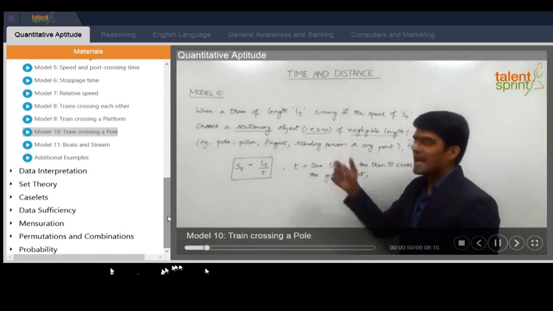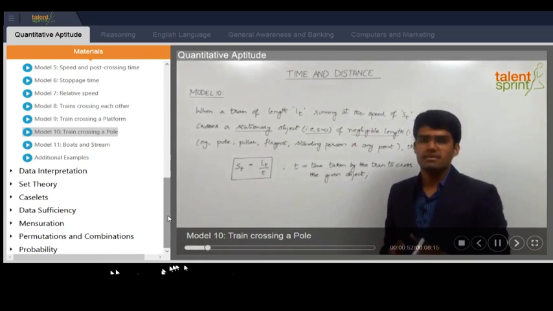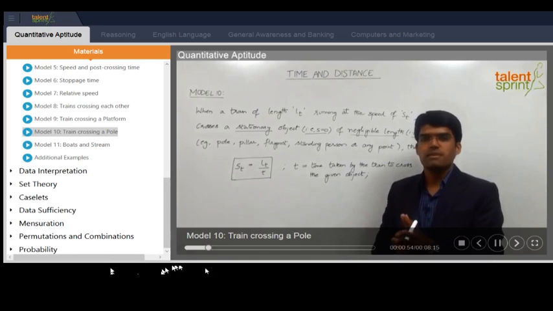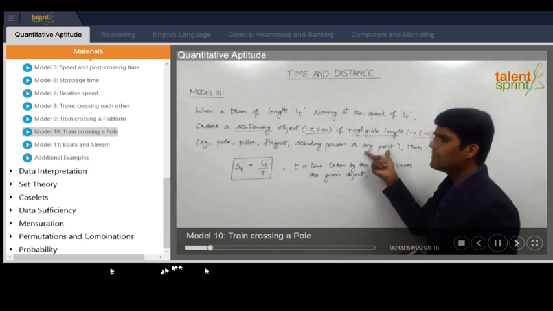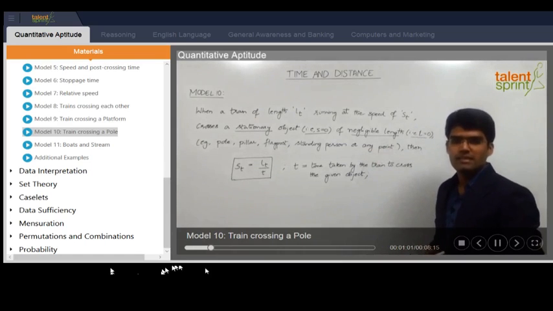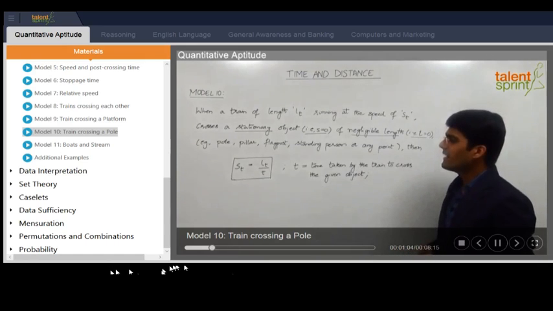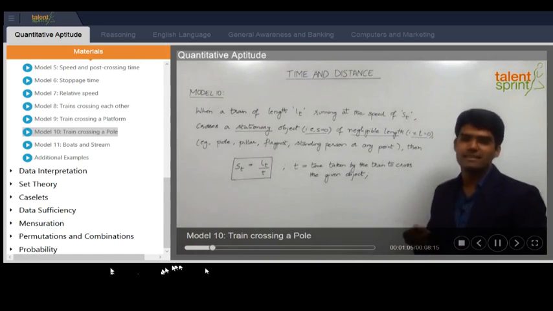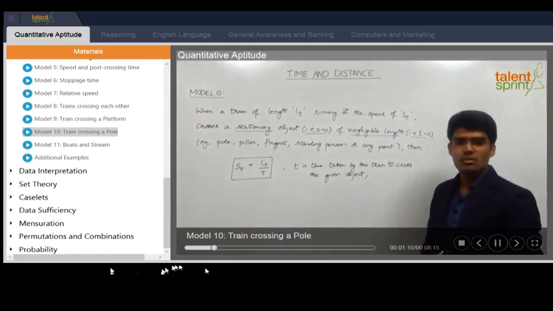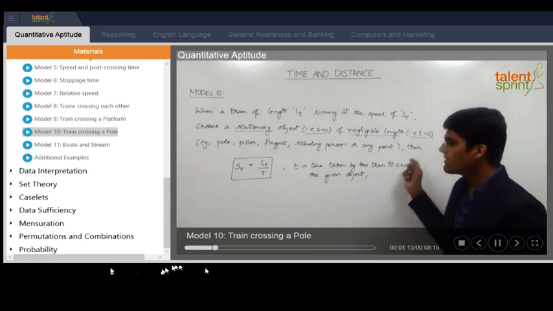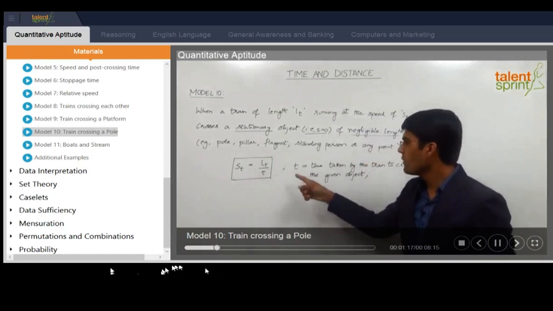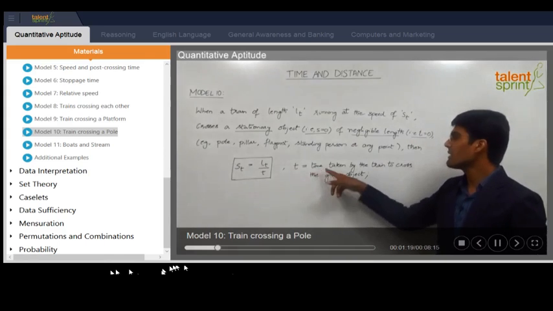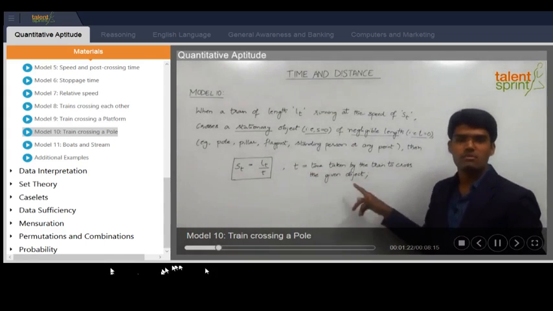Even in case of a standing person, the length of the person, that is the width of the person, is negligible when compared to the length of the train. And for any single point, the length is again 0. So in all these cases, the objects are stationary and their length is negligible when compared to the length of the train. So we can say that the length is 0 for all these objects. Then the equation will be speed of the train equals length of the train divided by time, where this time t is nothing but the time taken by the train to cross the given object.